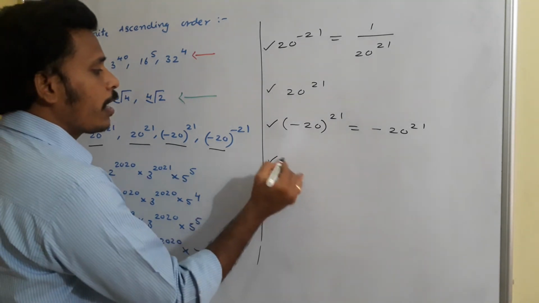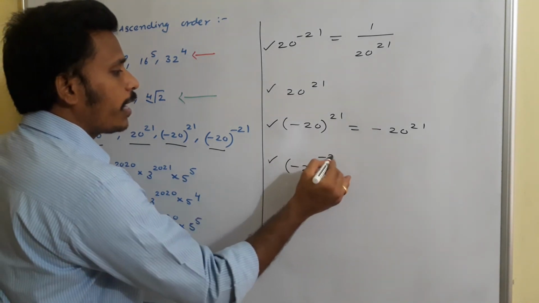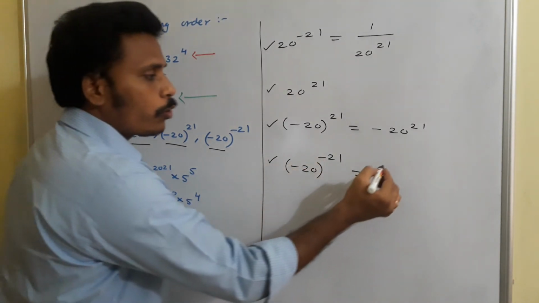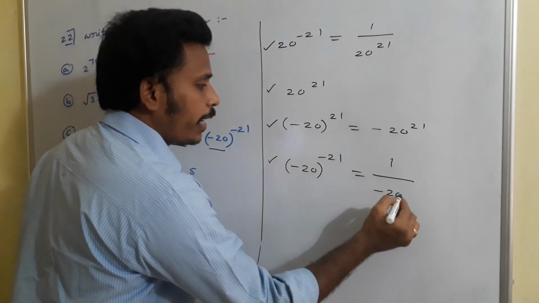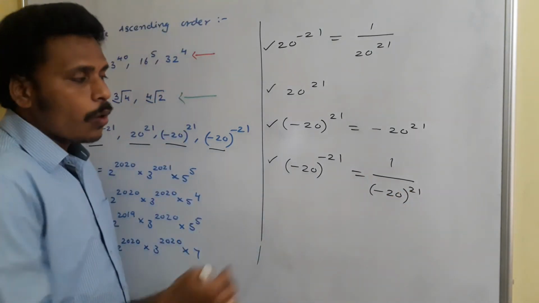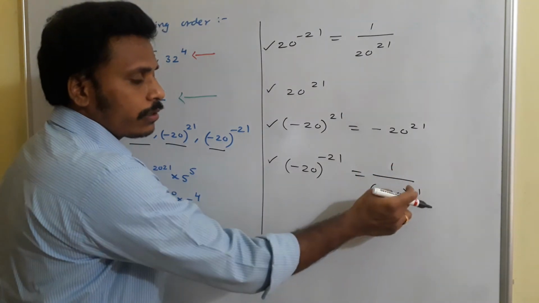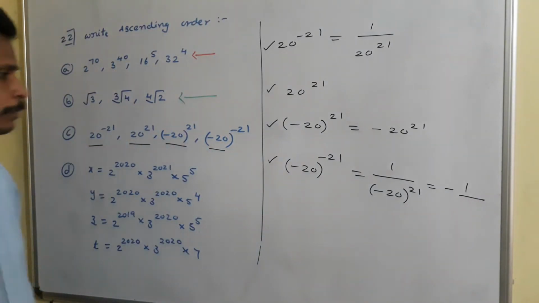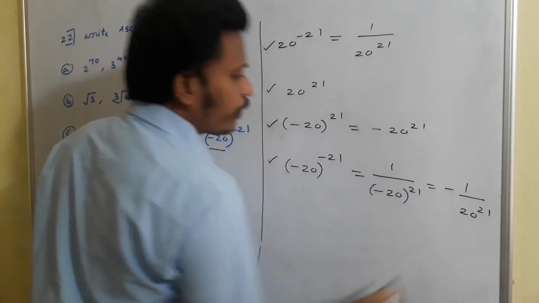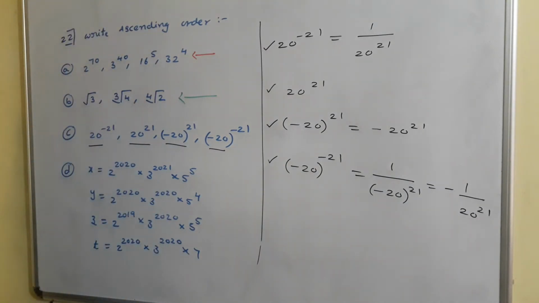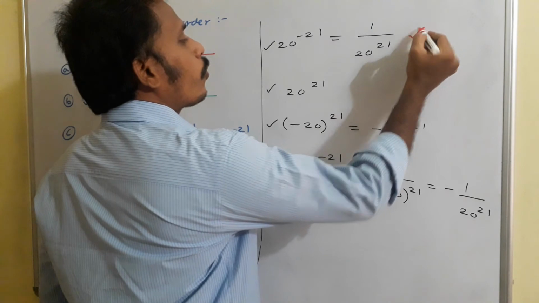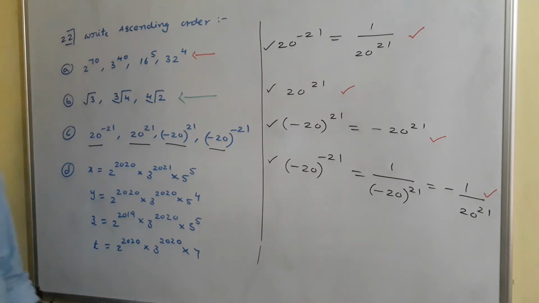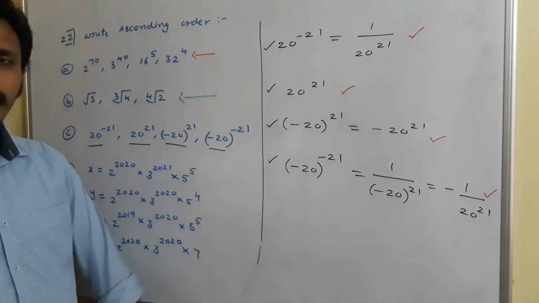And the next thing is minus 20 power minus 21. First of all, you eliminate the minus from the power. To eliminate it, we write 1 by minus 20 power 21. Again, same thing, so this equals minus 1 by 20 power 21. So finally, we have 1 by 20 power 21, 20 power 21, minus 20 power 21, and minus 1 by 20 power 21. We need to compare these four.